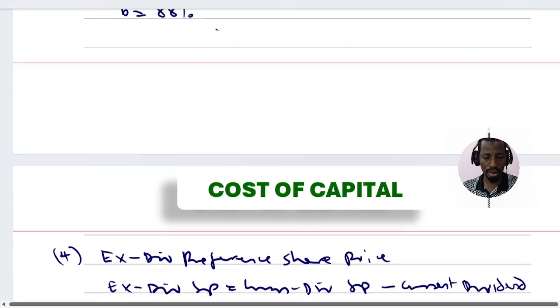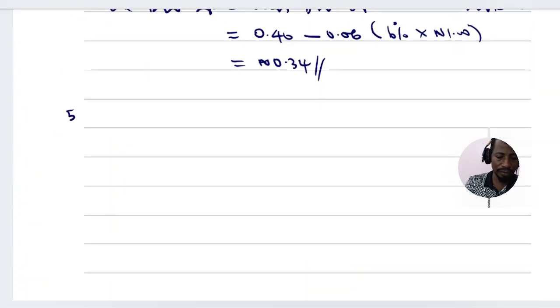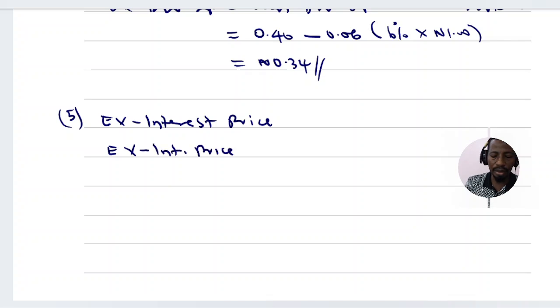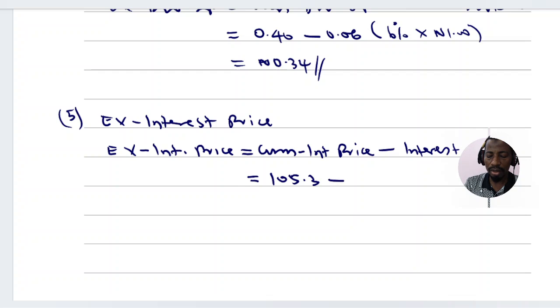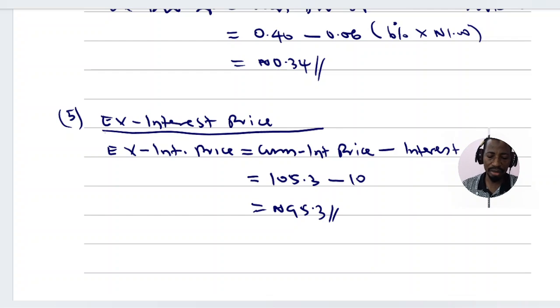tax first. That's working number 5 now. So we need to calculate the X-int price, X interest price. The X-int price is computed as the cum-int price minus the interest. So the cum-int price is 105 naira 3 kobo. The coupon rate, the interest rate of the debenture is 10%. So minus 10, this will give us 95.3. So that represents the X-int price, because you don't use the cum-int price to calculate cost of debenture. It has to be X-int price.